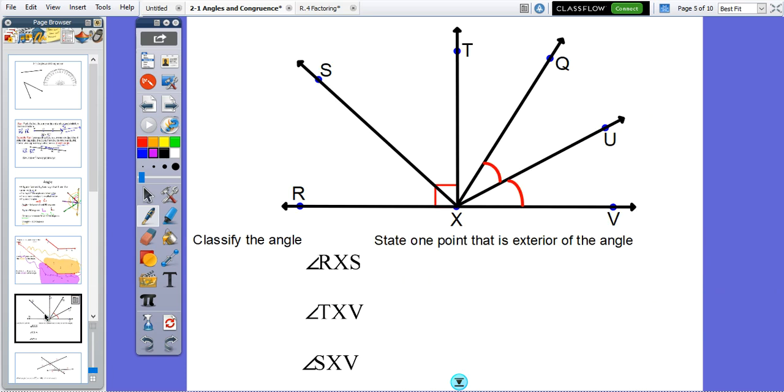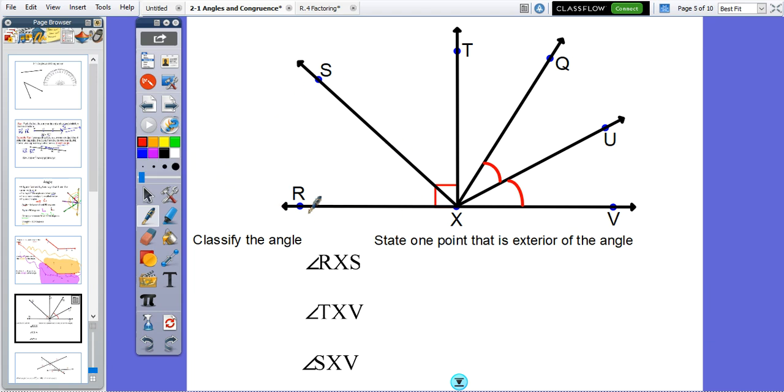So in our example here, you're going to pause and do it yourself. Remember, we're going to classify each angle. What kind of angle are these? Acute, obtuse, right, or straight? And you're going to just tell me a point that exists outside of that, so we understand the concept of outside. All right, so hopefully you did it yourself, and let's try this out.